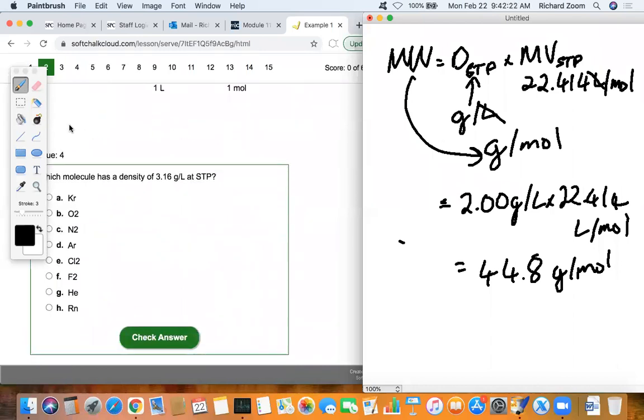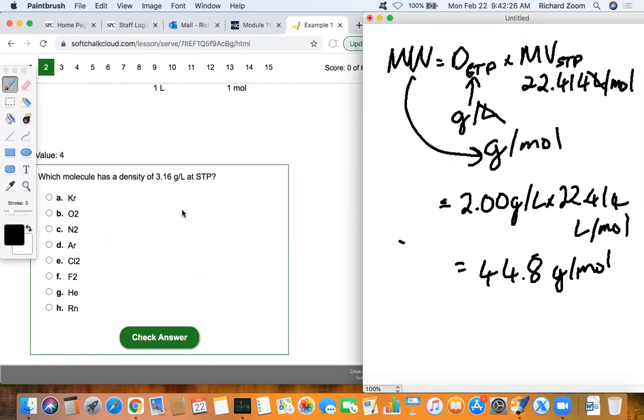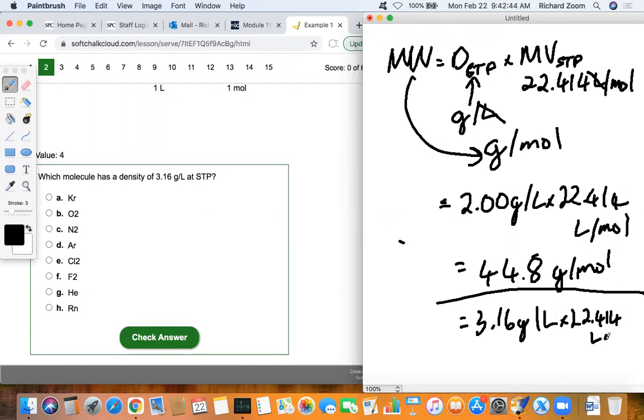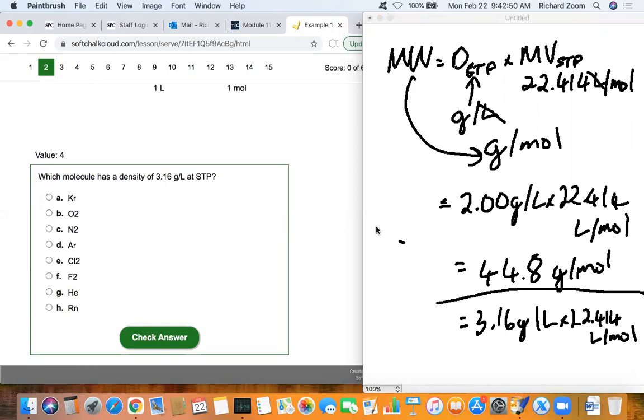The kind of problem that you'll see on the test will be a multiple choice problem similar to the one you see here. It's not very difficult. You would do 3.16 grams per liter times 22.414 liters per mole. Let me see what that is, it comes out to exactly here.